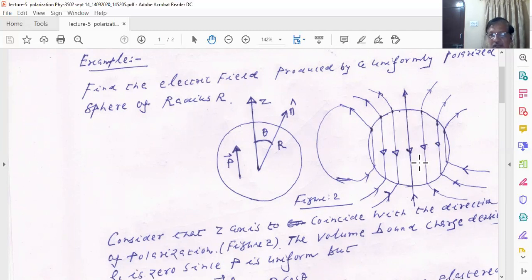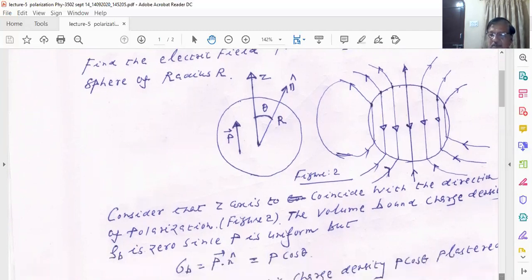Okay, so we have calculated the electric field inside the sphere. So inside the sphere, if the sphere is uniformly polarized, and if the polarization vector P is along the z direction, the electric field will always be along the negative z direction. You please remember this.